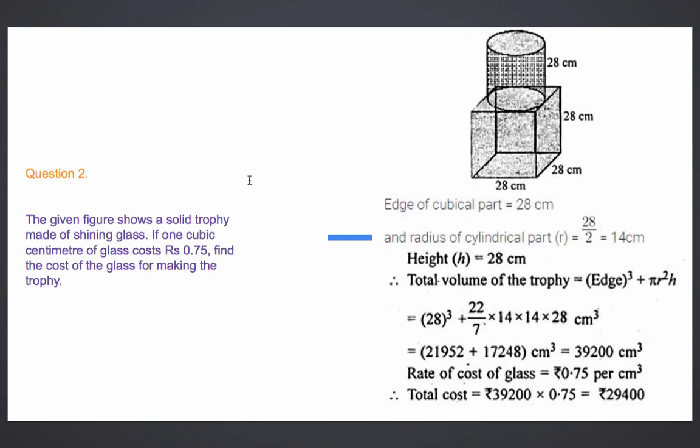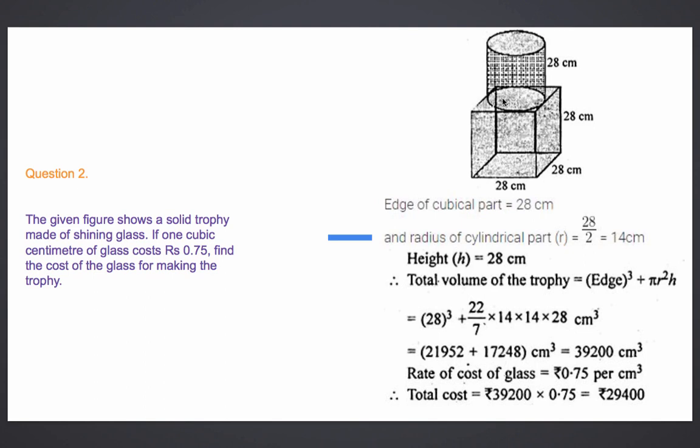Now, to find the total volume of the trophy, pay attention, students: the word is solid trophy. That means it is filled from inside. So we will calculate the volume of the trophy, and for the total volume we will add the volume of the cube and that of the cylinder. Let us take the dimensions. For the cube, the side is given as 28. So the volume is very clear: side cube, 28 cube. The volume of the cube is clear.